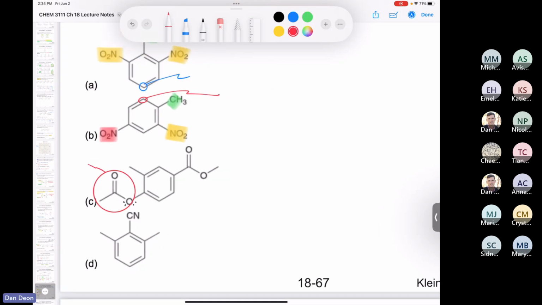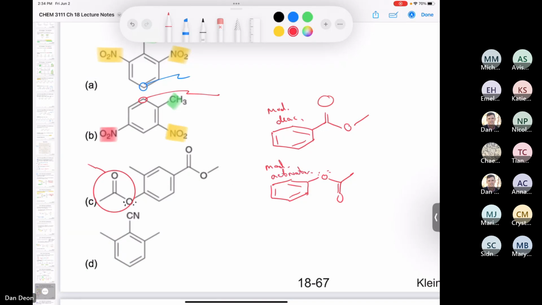So an ester can be one of 2 ways. If you have an aromatic ring and you have an ester attached by the carbonyl, like that, that's going to be a moderate deactivator. But if you have the ester group attached like this, if you switch it around, now this is going to be a moderate activator. Does that make sense? You flip them around. Exactly. So this is going to be a moderate activator.